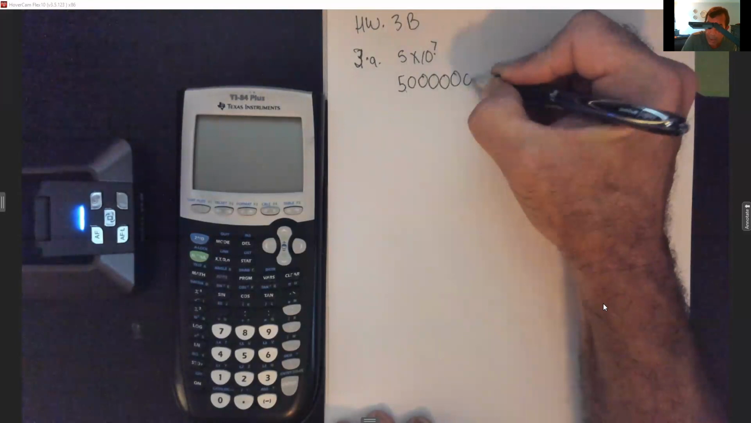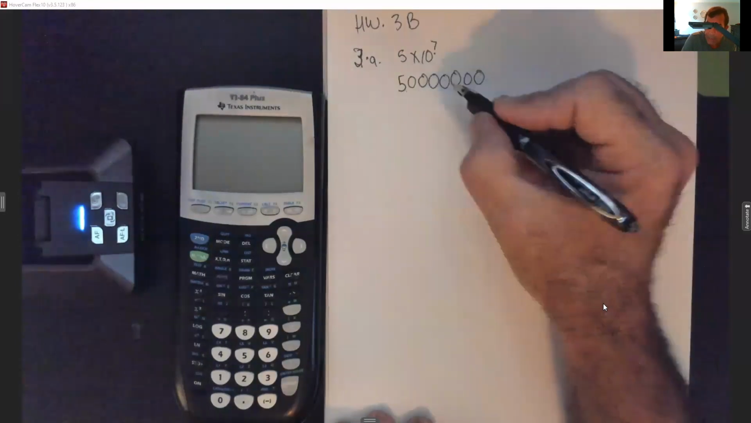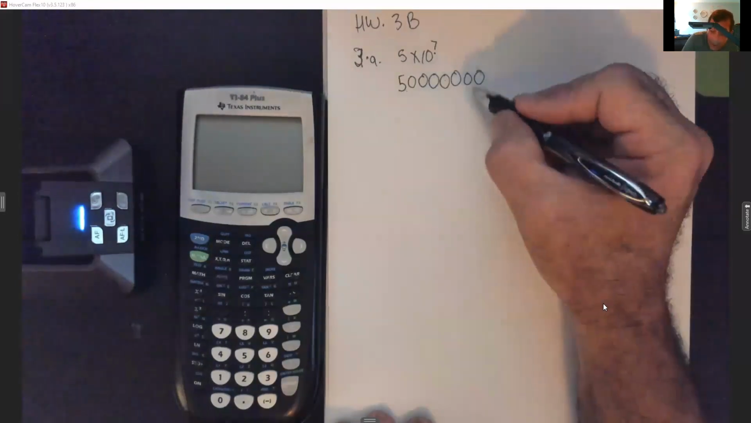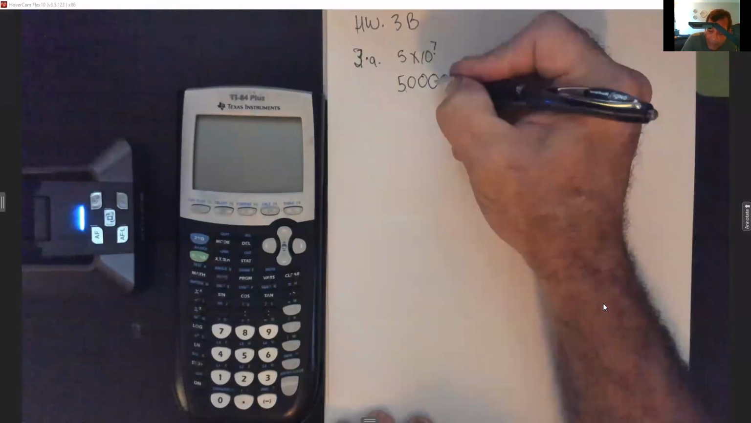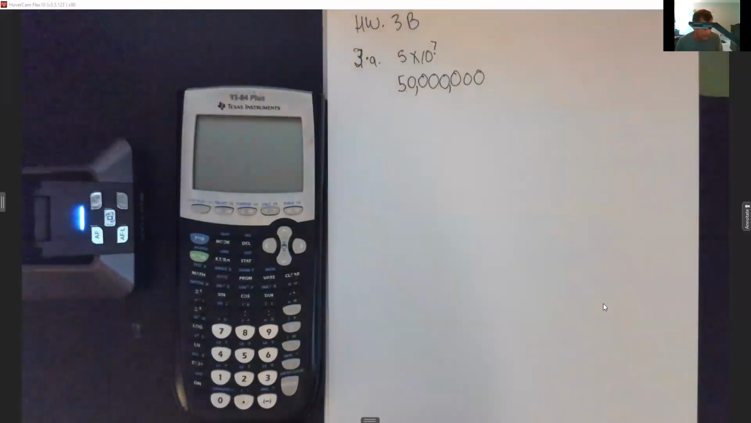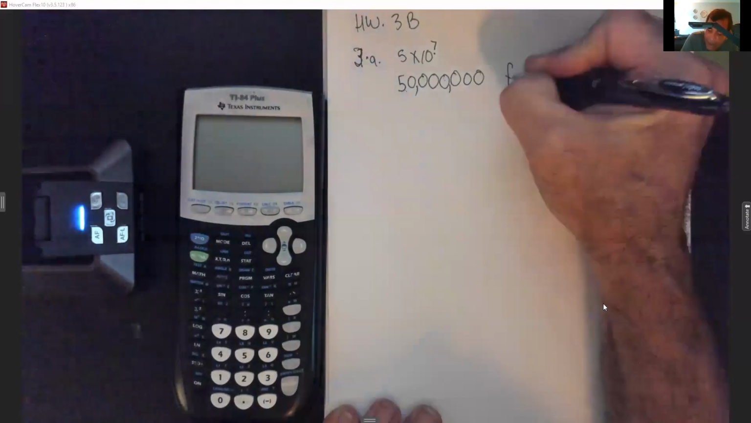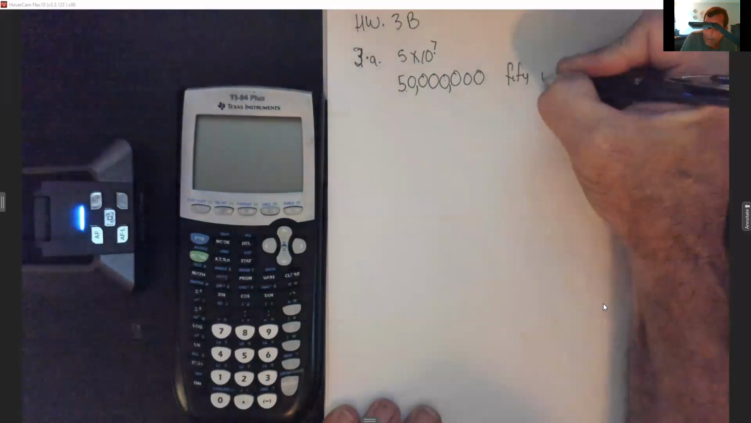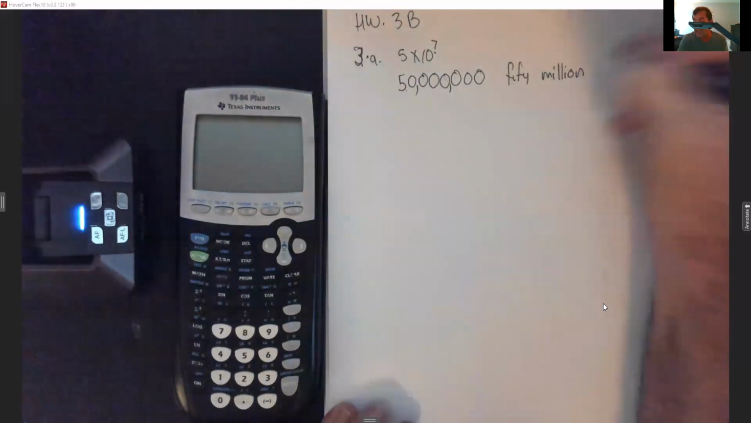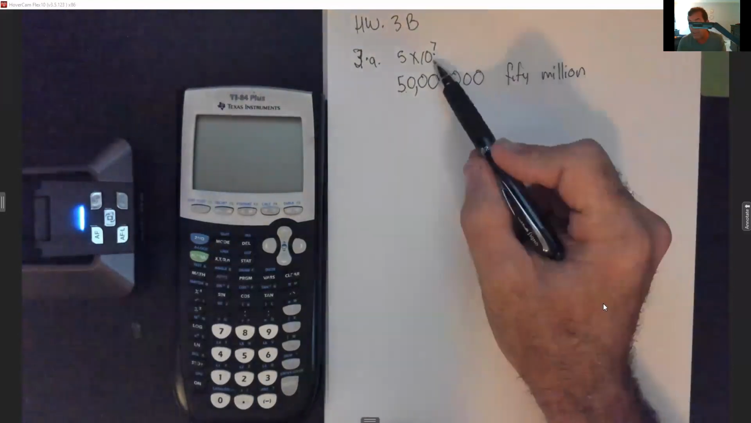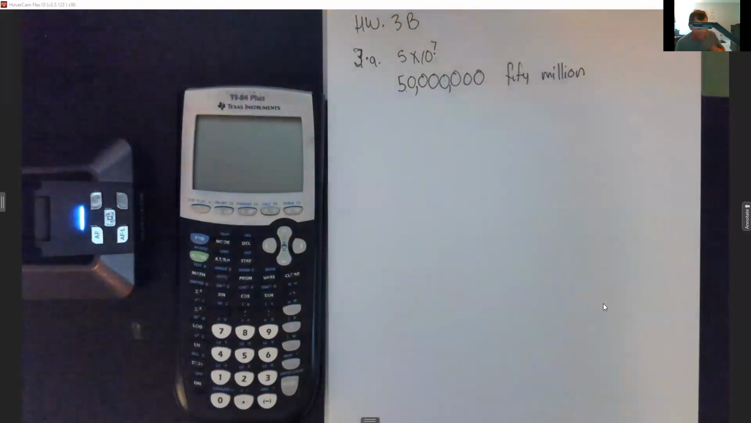1, 2, 3, 4, 5, 6, 7. There we go. And if I write that out, that looks like 50 million. And writing that would be 50 million. Because it's in the 7th spot, which we said was the millions, right?